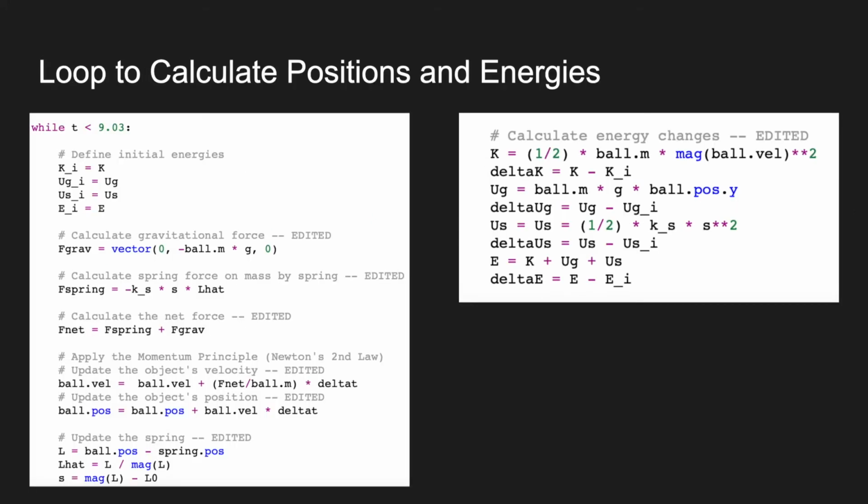Finally, the model loops through positions and energies for every time point with delta t as 1 over 210 seconds. The model runs for about 9.03 seconds, since that is the length of the experimental video analysis. Notably, the gravitational and spring forces are calculated for each iteration, since the spring force is variable due to the different stretches and compressions of the spring over time. Therefore, the net force changes over time. The net force is applied to the position and velocity update formulas to track the position over time. Additionally, the energies from the previous point are subtracted from each new position's energy to determine changes in energy.